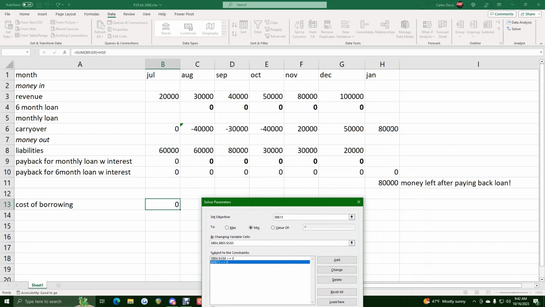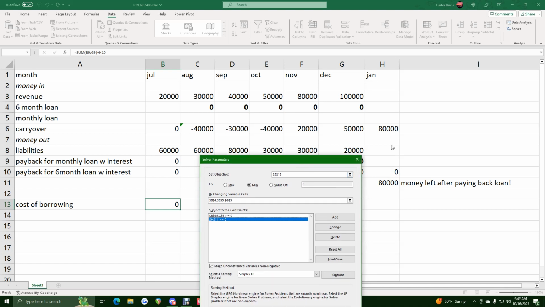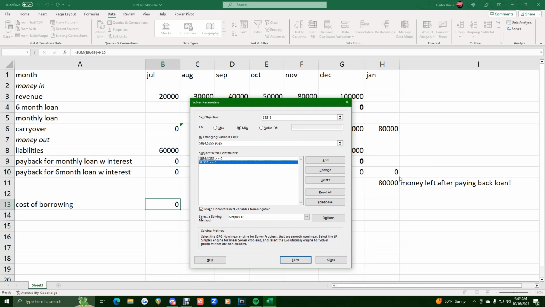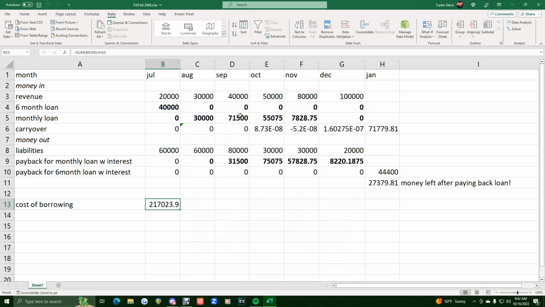The carryover into January, the money that we finally have after the end of it, has to be greater than or equal to the 6-month loan with interest that we now have to pay back. So just make sure you have enough money to pay that back. So we set it greater than or equal to 0, again because H11 was calculating the difference: carryover minus the loan with interest that we're paying back. So then we hit solve, hit OK.